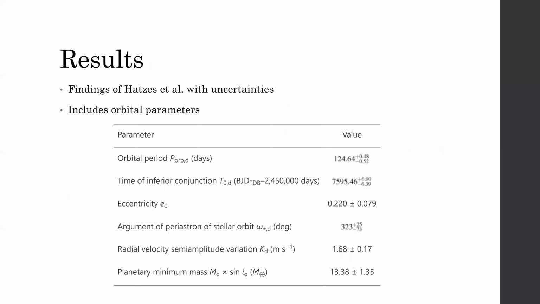So here are some of the findings of Hatzes et al. And you can see in this table, they present their values of the orbital parameters with the uncertainties. So you can see the orbital period is approximately 125 days, as we talked about. You can also see the eccentricity of the orbit of 0.22. And at the bottom, you can see the planetary mass, or minimum mass, of 13.38 times the size of the Earth, making this a fairly large planet orbiting fairly close to the star. As we mentioned, it's over 13 times the size of the Earth, and its orbital period is only about a third of the Earth's.